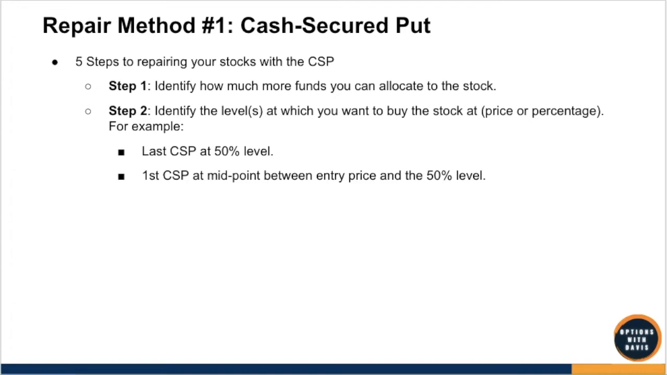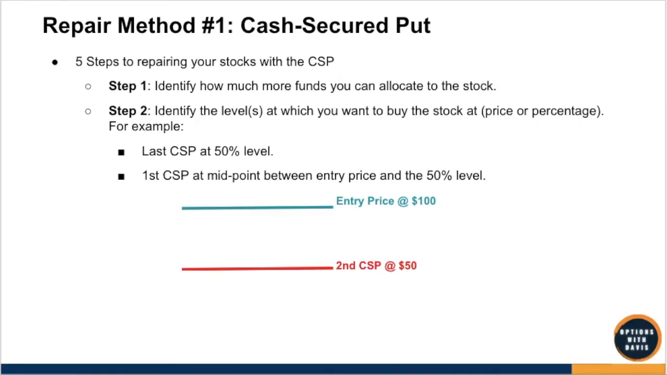So the first cash secured put that I'll be selling will basically be the midpoint between the entry level and the 50% level. So let's say, for example, I entered at $100. I might see that the 50% level for me would be at $50, right?